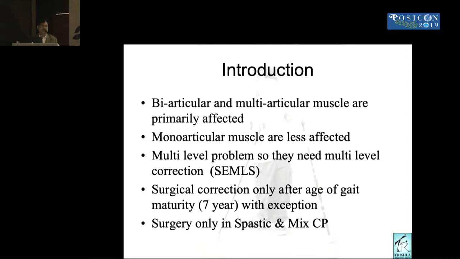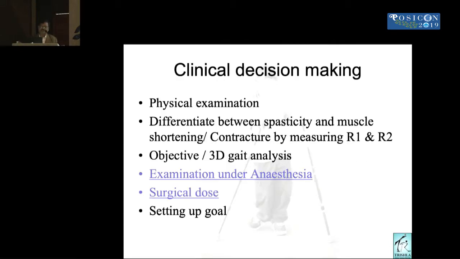And surgical corrections should not be done at a very early age. That should be avoided before 7 years, with little exception like hip dislocation and subluxation. Surgery is only for spastic cerebral palsy and mixed cerebral palsy where spasticity contracture is there. But before embarking on surgical intervention, clinical decision making is very important: a detailed physical examination, including objective and 3D gait analysis.